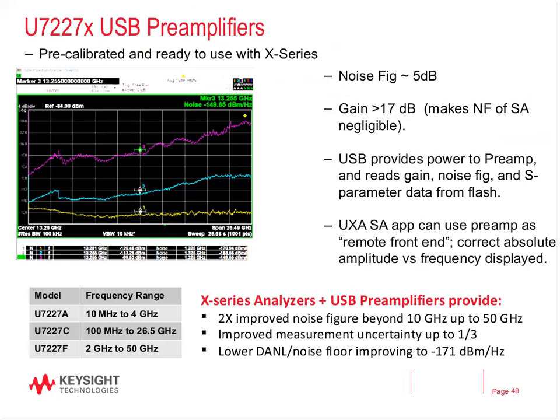In this case, these new USB preamps are pre-calibrated. Basically you plug them in, and it'll load up all the calibration and correction factors for that particular USB power sensor. And you can use that sensor as a full front end of the spectrum analyzer, like it's integrated inside the instrument. Fully calibrated, meaning you could do amplitude measurements, everything, like it's a part of the spectrum analyzer. So it makes it really easy, plug and play.